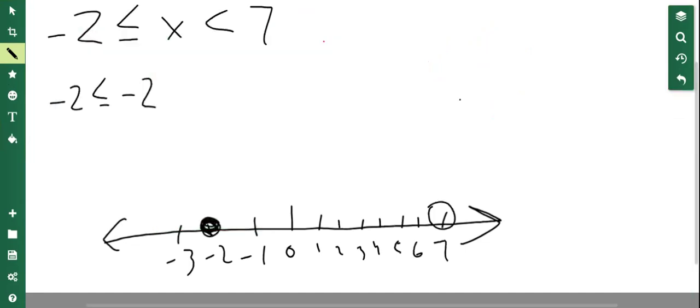So it's an open circle because it's not included. And then we just draw a little line between them. If we were to write it in interval notation, then we would say, okay, x has to be between -2 and 7.